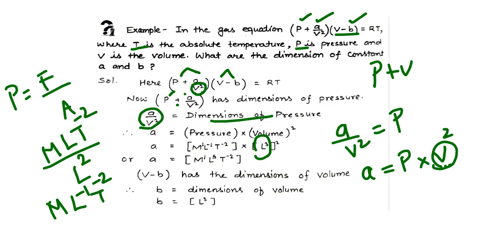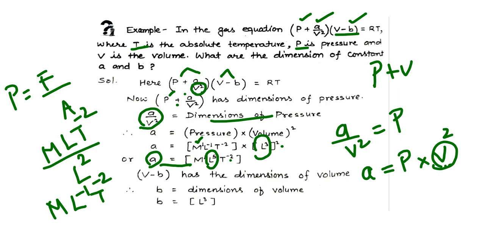So when you multiply them together, M to the power of 1, L to the power of minus 1, and the square is also coming, L to the power of 6. Altogether it is L to the power of 5, T to the power of negative 2. So we are getting A as having this dimension.